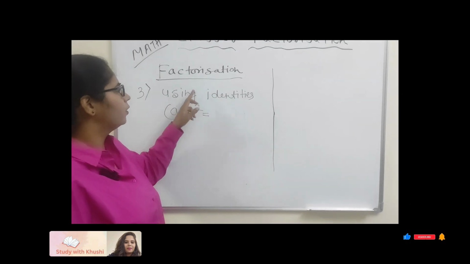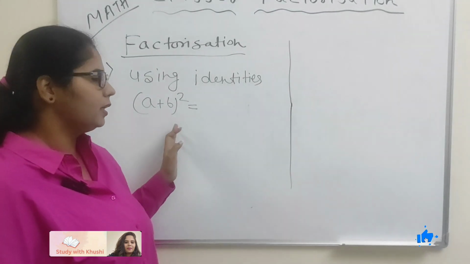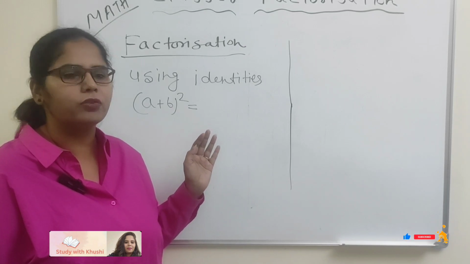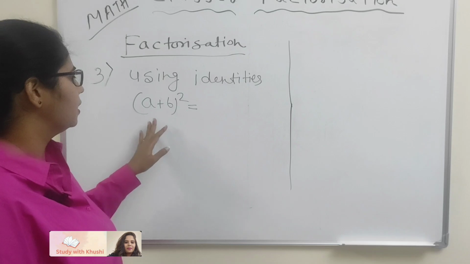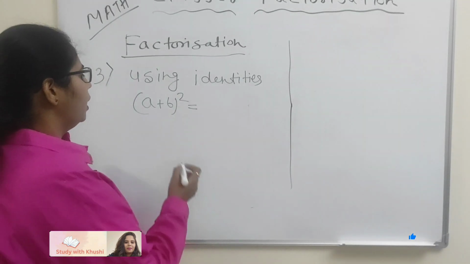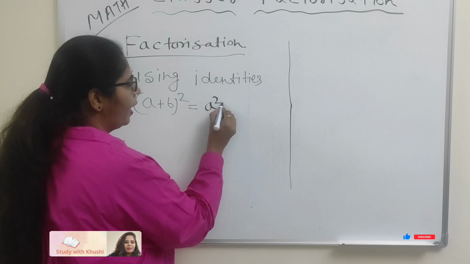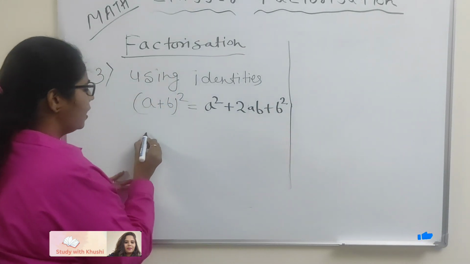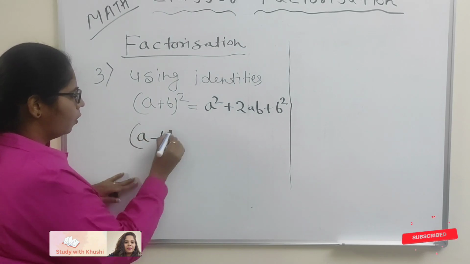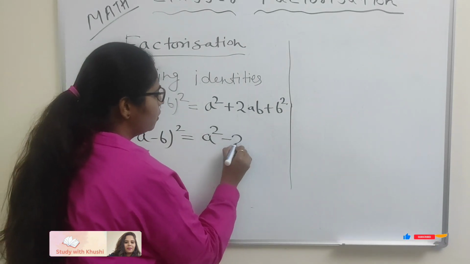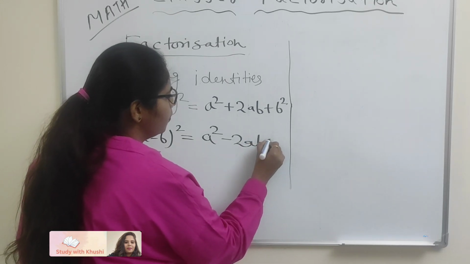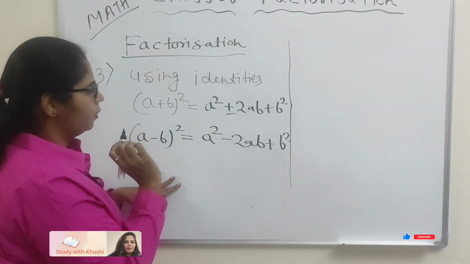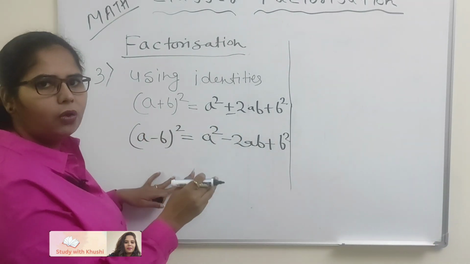So our third method of finding the factorization is using the identities. These identities you already learned in the chapter of square and square root. If you have not watched my video, I will provide the link in the description section. So a plus b the whole square identity is a square plus 2ab plus b square. Similarly, we have a minus b the whole square identity, which is a square minus 2ab plus b square. The only difference is that a plus b whole square has the plus sign and the other has the minus sign.